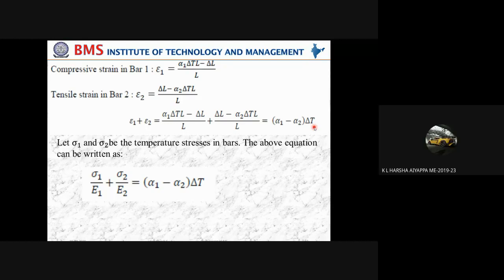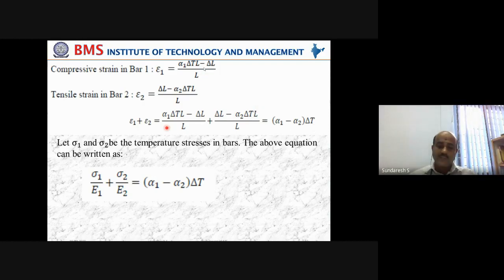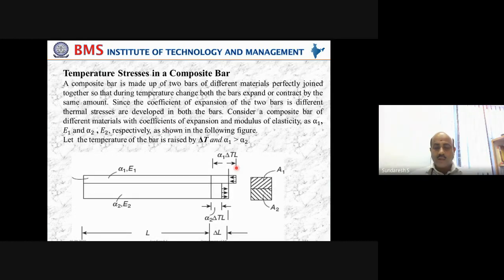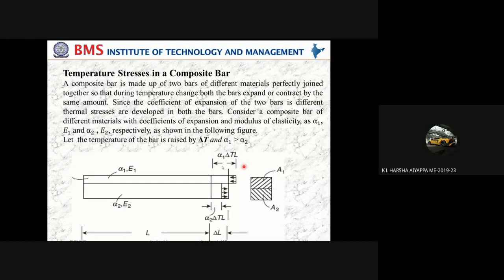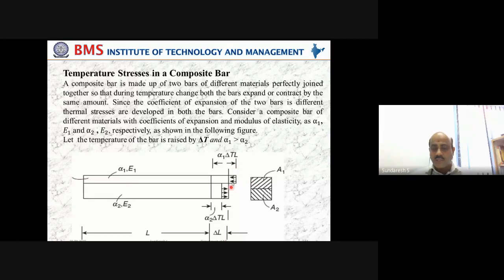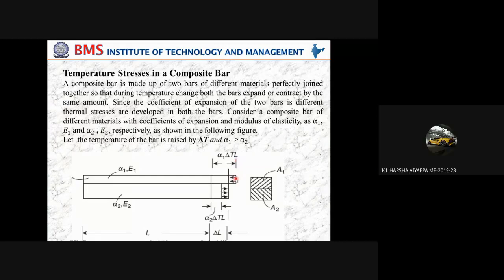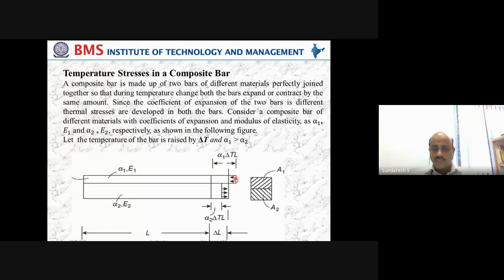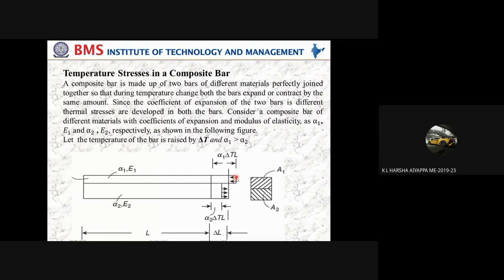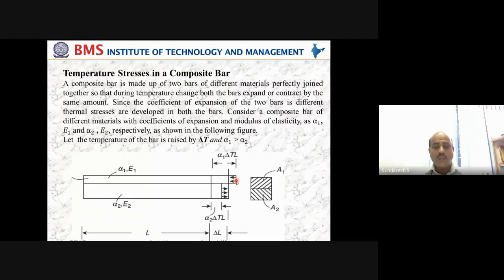Sir, I have a doubt. Yeah, tell me. Why did you subtract delta L in the answer? See, this is, I think, the previous diagram. See here. What's happening here is this is delta L, am I right? Yes, sir. Okay, this is alpha 1 into delta T into L. Am I right? So how much deformation will material 1 undergo, from here to here only? Just look at the movement of my pointer here.